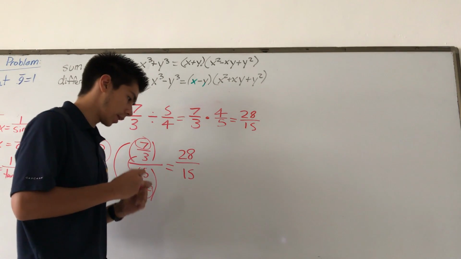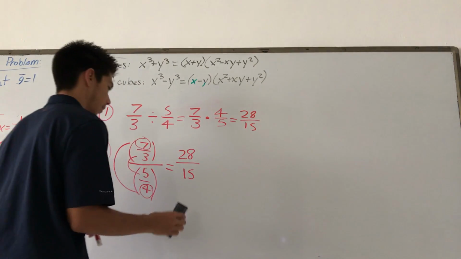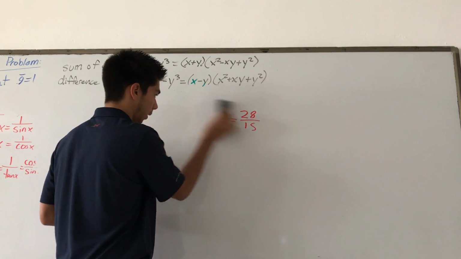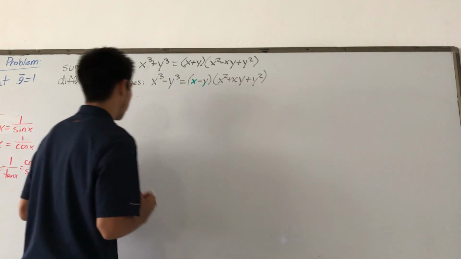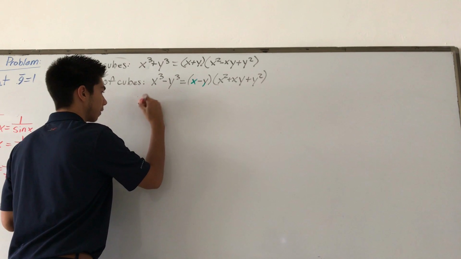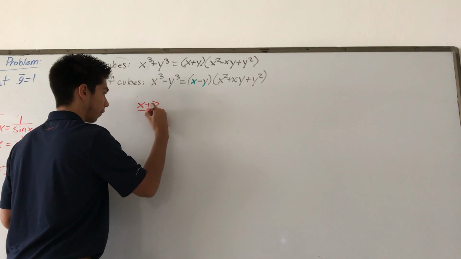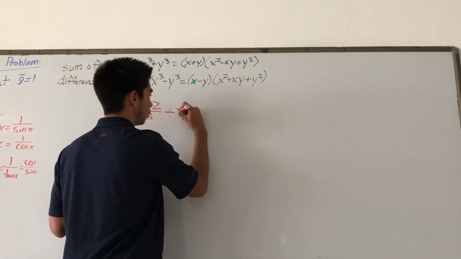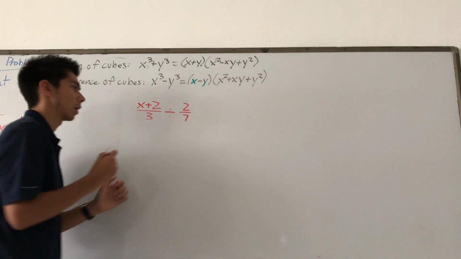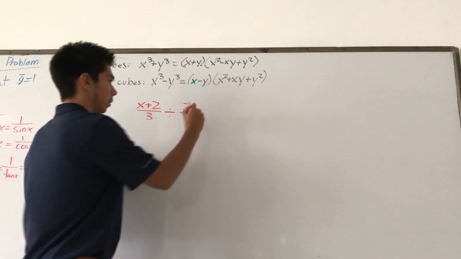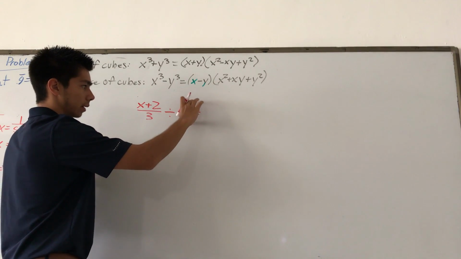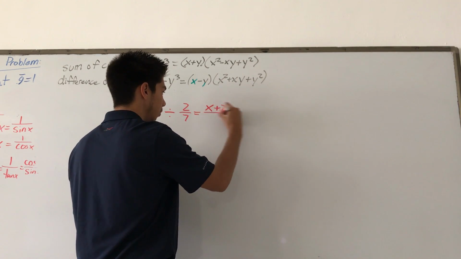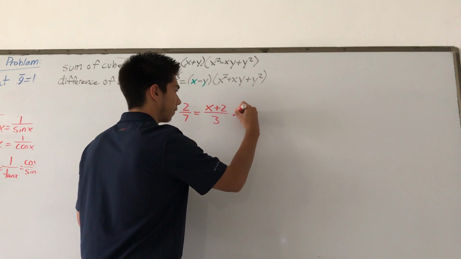So let's do it now with an algebraic fraction. So I'm going to erase this. And now let's consider if we were dividing, let's say that we have (x plus 2)/3, and I wanted to divide that by, let's say, 2/7. Okay? So using the first method, I'm going to take the reciprocal of this and then flip the division sign into multiplication. So I end up with (x plus 2)/3 times 7/2.